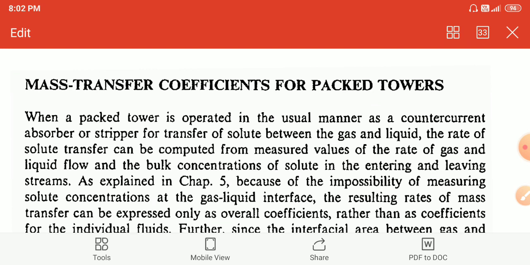In the packed tower, counter-current operation, the example given was the absorber and stripper for the solute between the gas and liquid. The rate of solute transfer can be computed from the measured values of the rate of gas and liquid flow and the bulk concentration of the solute in the entering liquid.